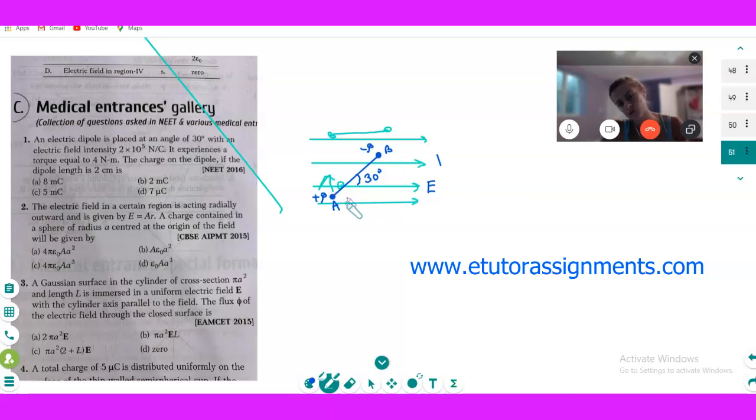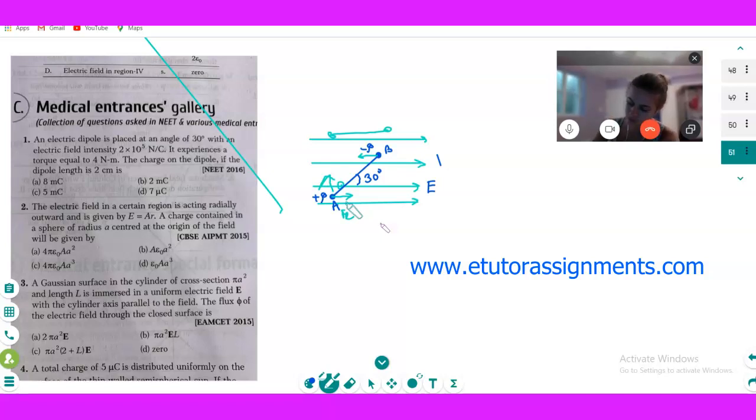On A it works this side, very nice, and on B this side. How much force? The force is going to be QE. On the negative charge, the same QE but in the opposite direction. Am I right?